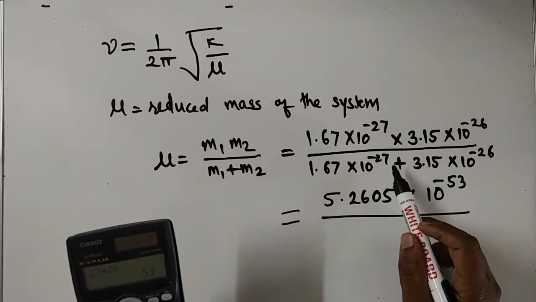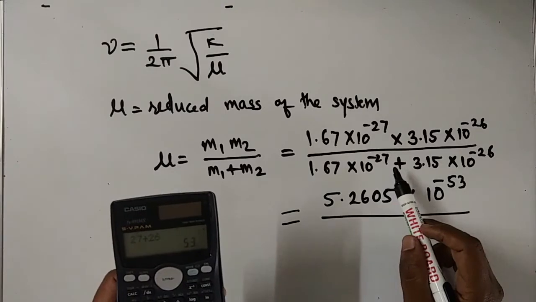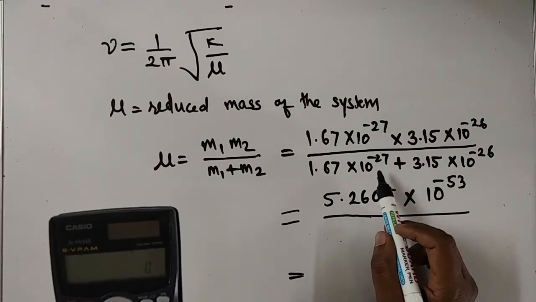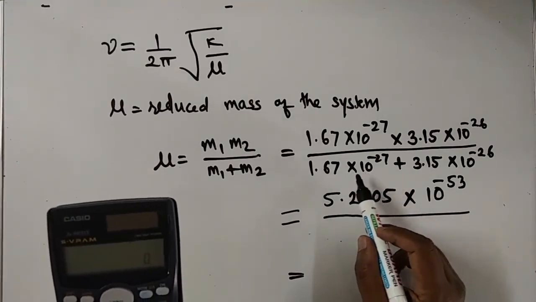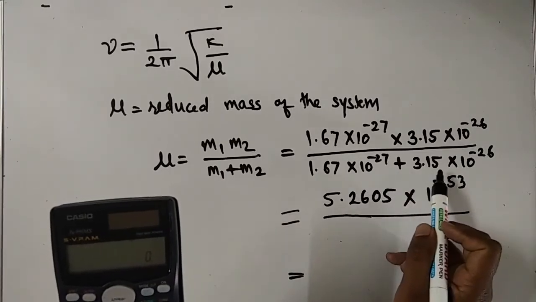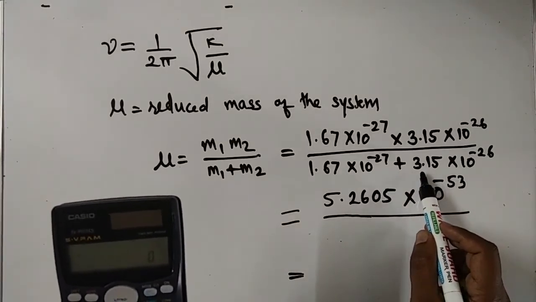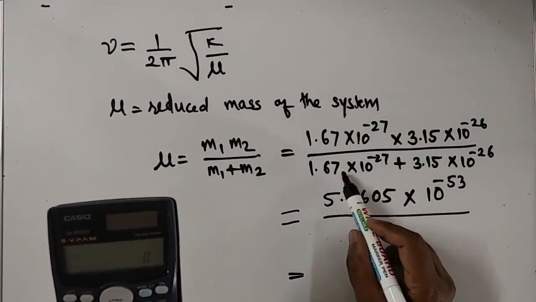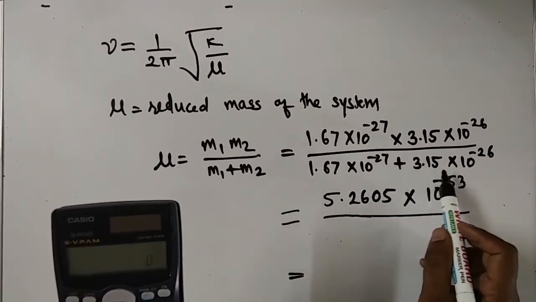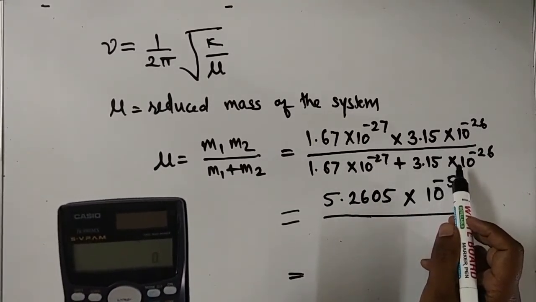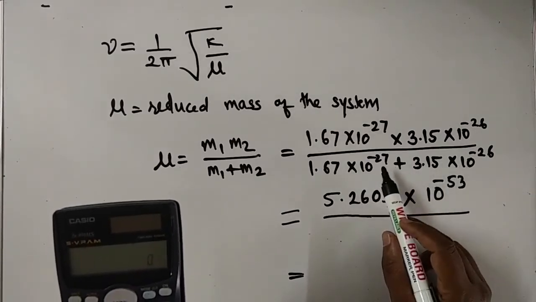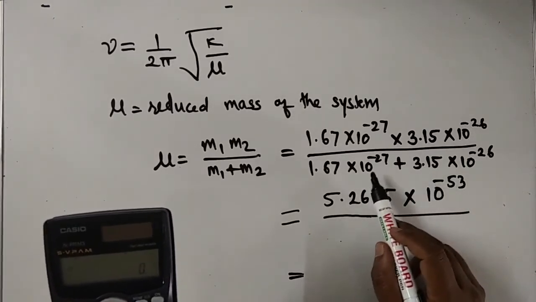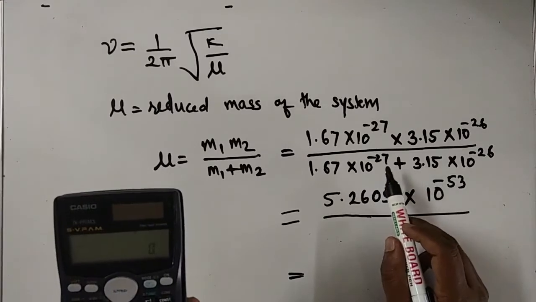So what do we have to do here? We have to convert one term into the other format, right? So let us first convert either of the terms into this format. Which is the bigger term here? 3.15 into 10 raised to minus 26 is bigger than 1.67 into 10 raised to minus 27, right? That means the mass of fluorine is higher than that of hydrogen. So it is better to add the smaller term into the bigger one. So we will convert this term into the 10 raised to minus 26 format.